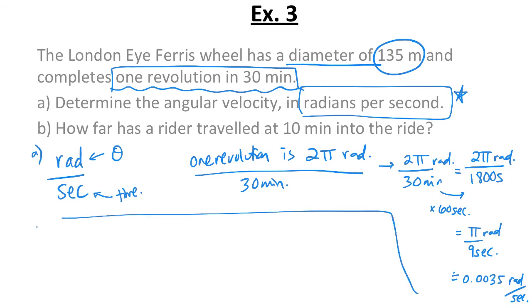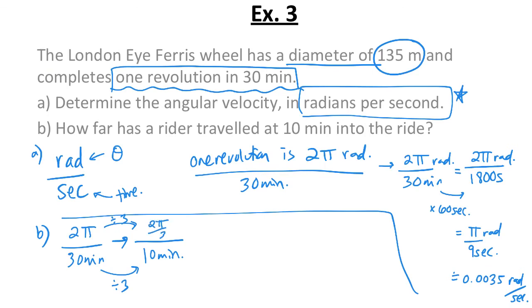Now, question B asks, how far has the rider traveled 10 minutes into the ride? So 10 minutes into the ride, let's think about that. If we can go all the way around the circle in 30 minutes, but we only want to know what's happening in 10 minutes, then we know that this is only a third of that, right? So if we divide that time by 3, then we should be able to divide the amount of radians that we've covered in that span as well by 3. So we have 2 pi by 3 radians that we're actually covering in the span of 10 minutes.